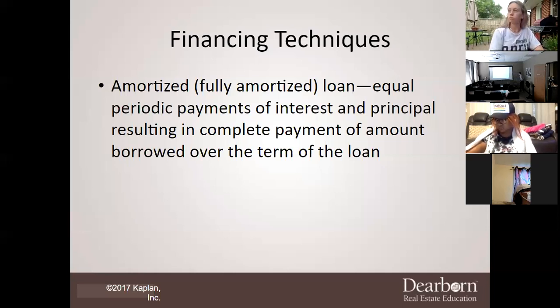So that's what you want when you're getting that. You want a fully amortized loan because you don't have to worry about a giant payment at the end of the loan.